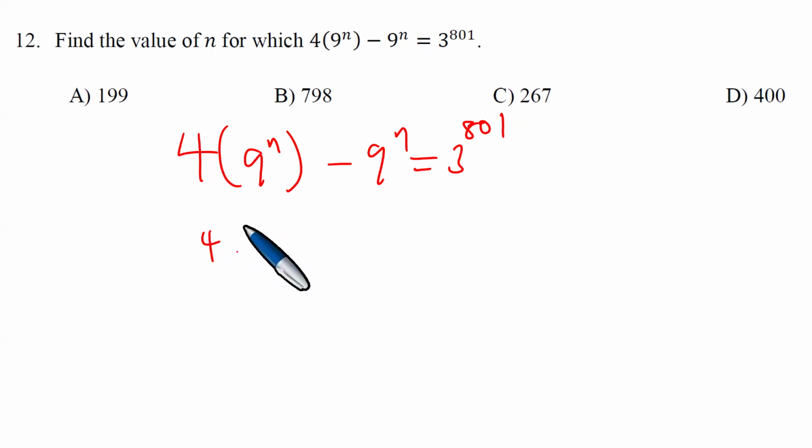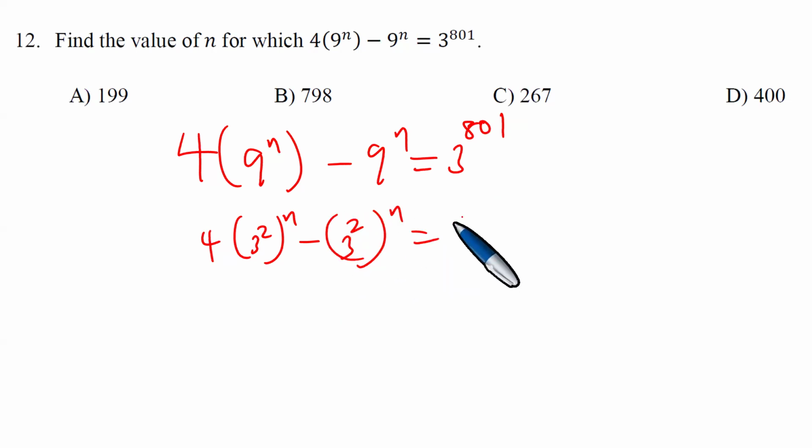Yeah, that's correct. 4 times 3 squared, and then there's power 9, something like that. Then 3 squared n, something like that, equals. Yeah, that's okay. Perfect. I like the fact that you just changed the base to base 3, so that you have base 3 on both sides. That's okay. Next.